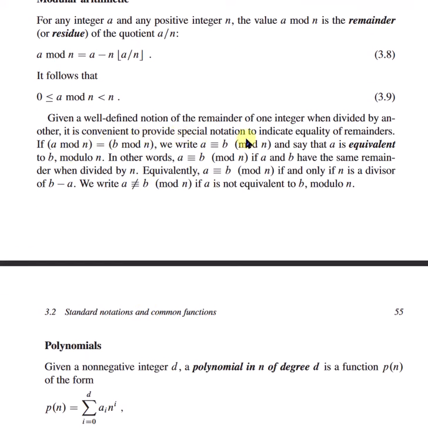Given a well-defined notion of the remainder of one integer when divided by another, it is convenient to provide special notation to indicate equality of remainders, a mod n equal to b mod n. We write a is equivalent to b modulo n. In other words, a and b have the same remainder when divided by n, if and only if n is a divisor of b minus a.